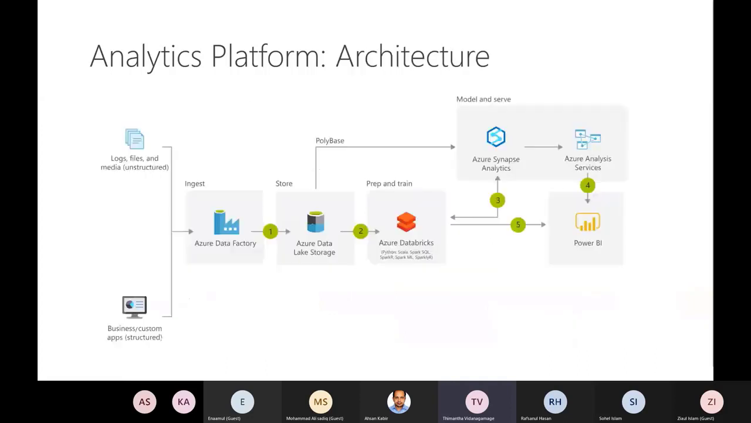Moving into the analytics platform architecture. What you see on the screen now is a reference architecture that is recommended by Microsoft for analytical platforms. Ideally, this is called a modern data warehouse architecture. The reason for that is the data lake concept that is followed here.